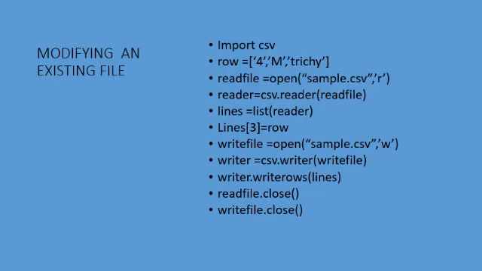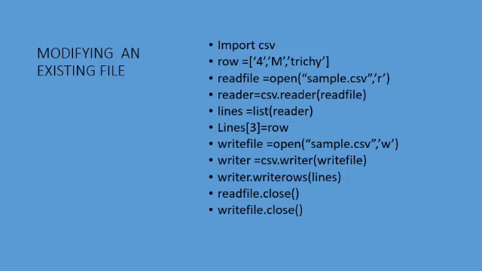Next, lines of 3 is equal to row. What will happen here? Lines already contains the list values. Many values in list format are stored. In that, lines of 3 alone I am changing with the new value I have given in row. So lines of 3 equal to row means row has a particular value that will replace lines of 3. Lines of 3 will be changed with the new value of row. That's all.